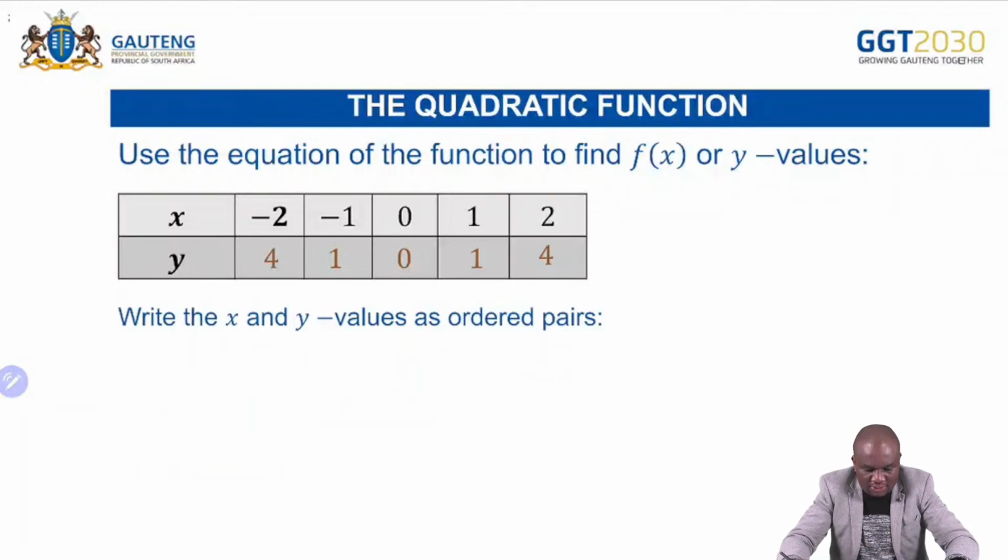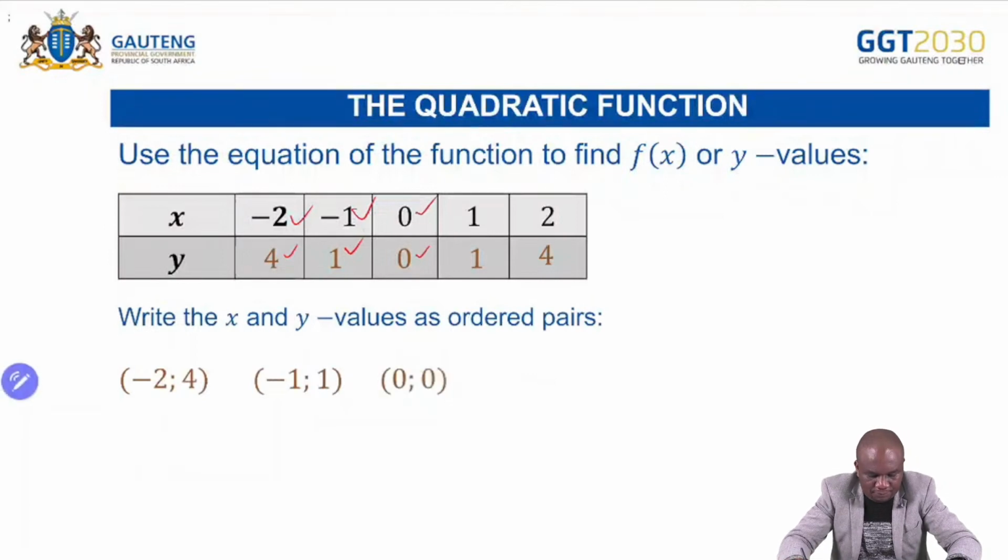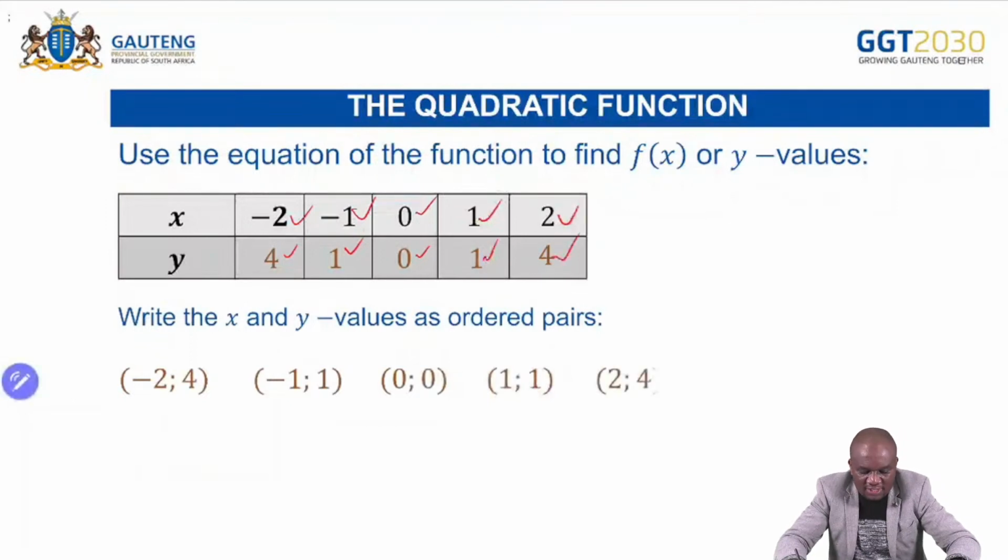Right, welcome back. Let's do this part where we're writing these x and y values as ordered pairs. -2 will go with 4. -1 will go with 1. Okay, -1, 1. -2, 4. 0, 0. 1, 1. 2, 4. So these are our ordered pairs.